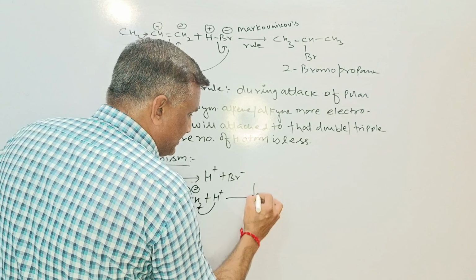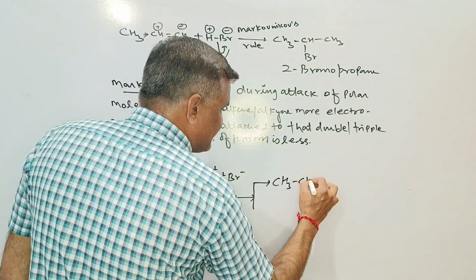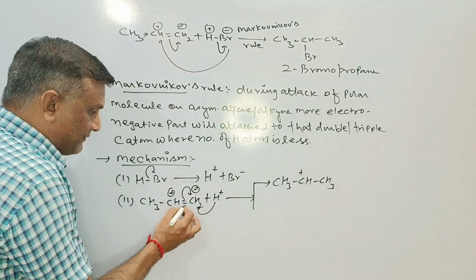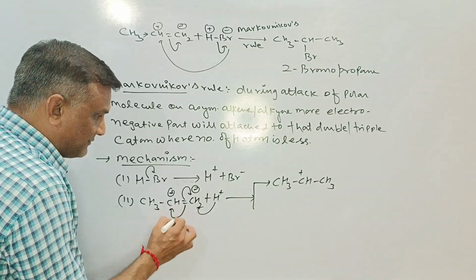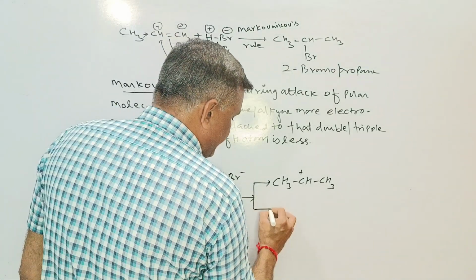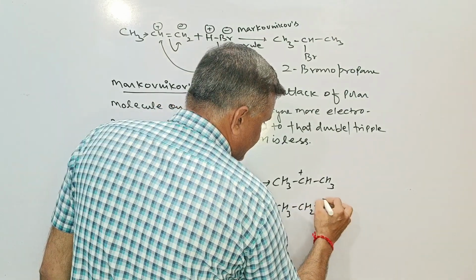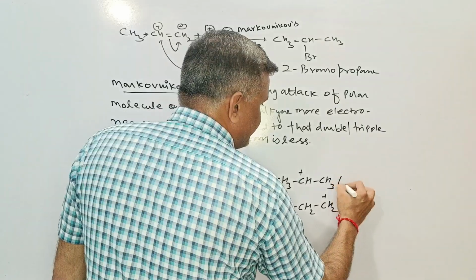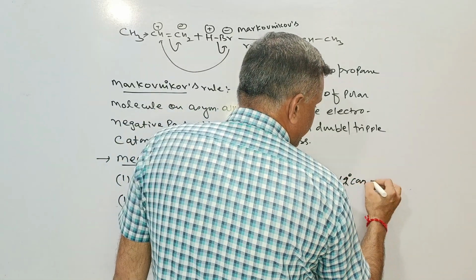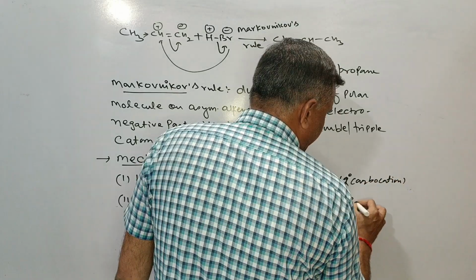So here will be the possibility of one of the CH3. This is the CH plus, and this is the CH3. And if the withdrawing of electrons is as follows, then H will attack over here. So here will be the formation of CH3, CH2 and CH2 plus. This is called a 1 degree carbocation. Sorry, 2 degree carbocation. And this is the 1 degree carbocation.